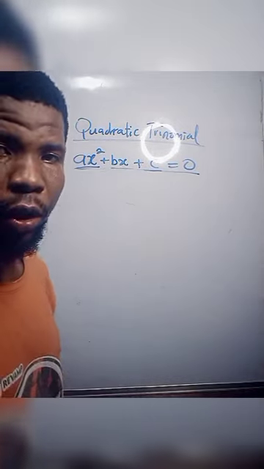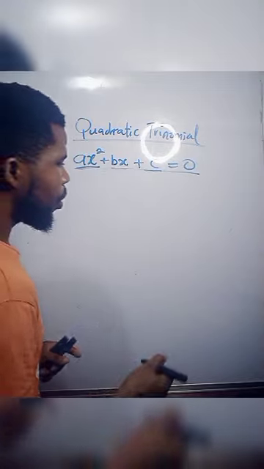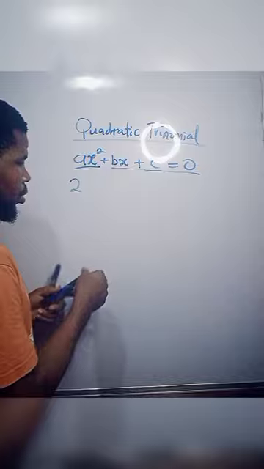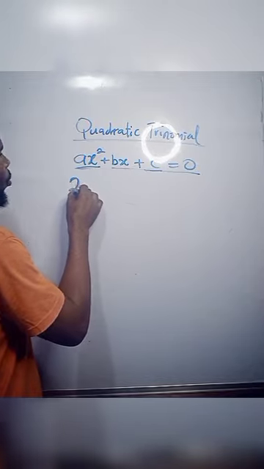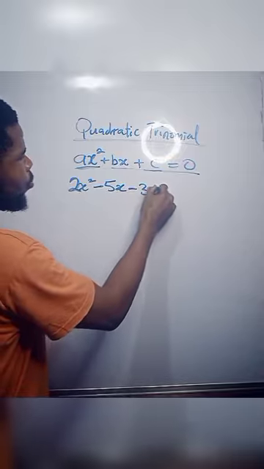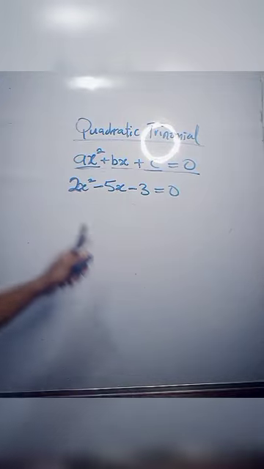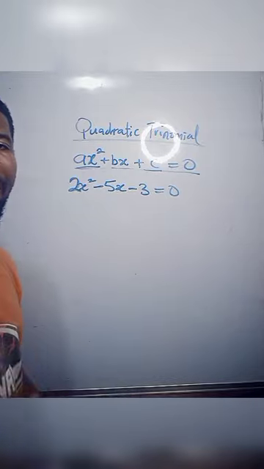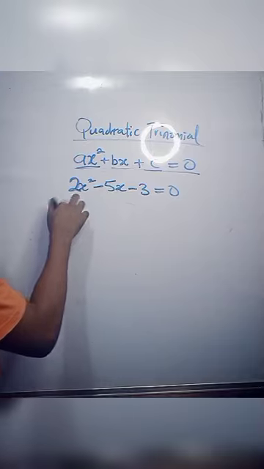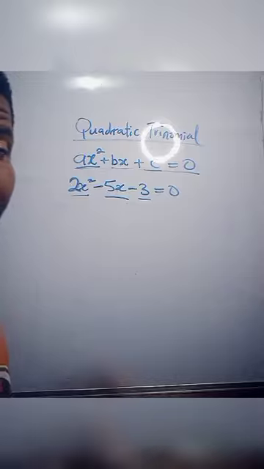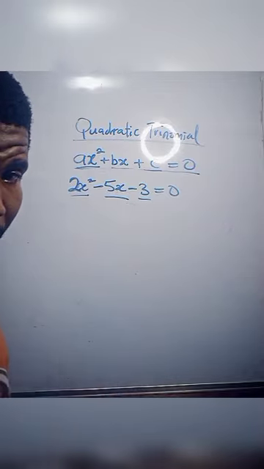Alright, so I have a question. The question is 2x squared minus 5x minus 3 equal to 0. Now, this is what we call quadratic trinomial. Quadratic trinomial in the sense that it has 3 terms. The first term, second term, and the third term. Alright, it has 3 terms. So, how do you factorize quadratic trinomial? Take note. I'm going to take it slowly so that you can understand.